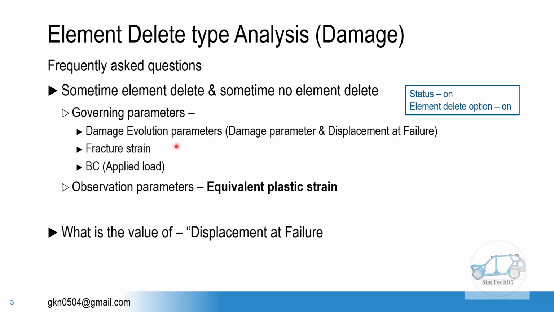Fracture strain depends on the material. It's a material property. Boundary conditions are our given conditions, but those should be accurate. That's why I mentioned them here as governing parameters. These parameters you may have, but the problematic parameter is the displacement at failure. So what value do we have to feed? Of course, we will discuss this particular point, but before that, let's discuss a little bit about the damage.